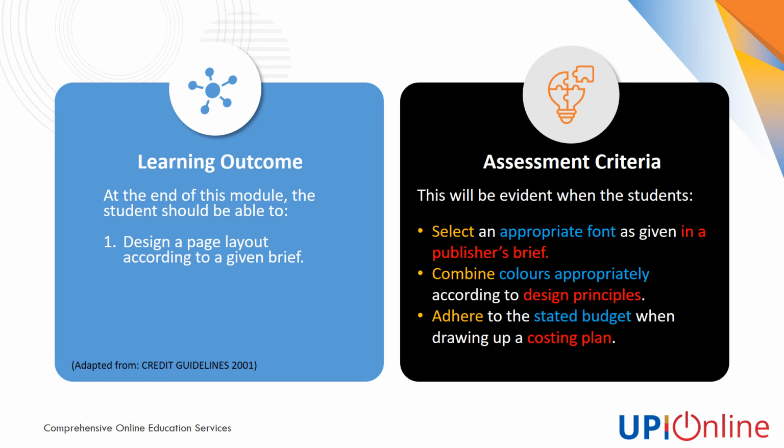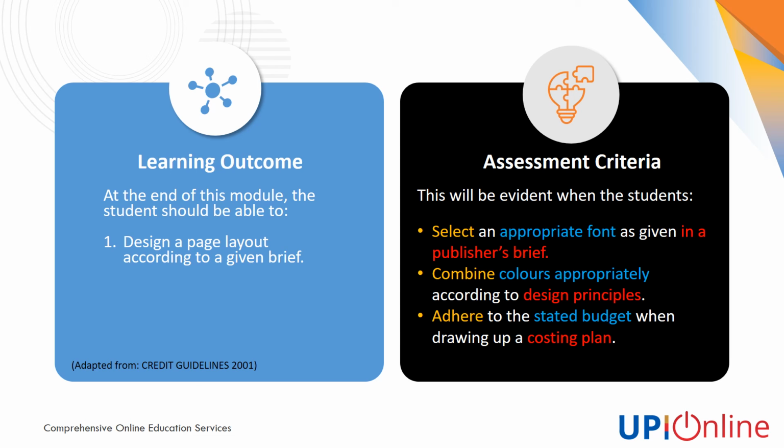Let's look at an example. If a student is expected to design a page layout according to a given brief, they need to know what components a page layout consists of. In the example, the student can see they will be assessed on font and color usage. Yet another aspect of being given a design brief is to adhere to a budget. Learning outcomes should therefore be broken down into smaller components in the assessment criteria.